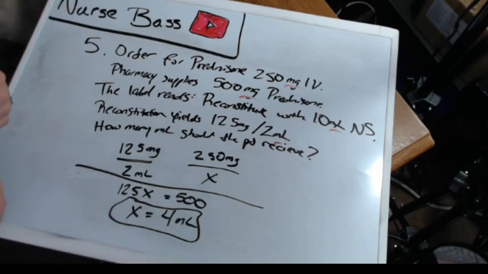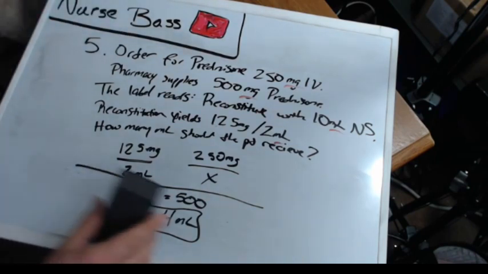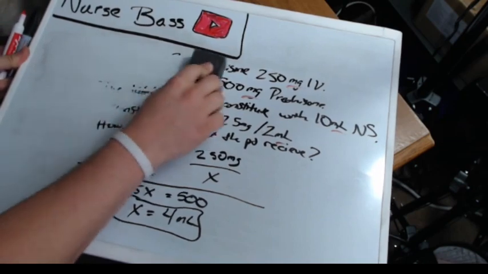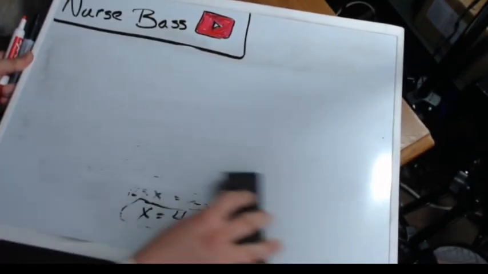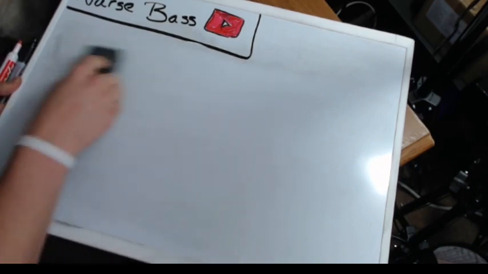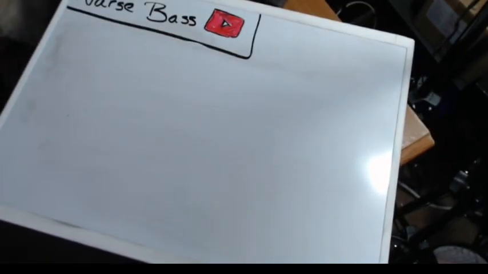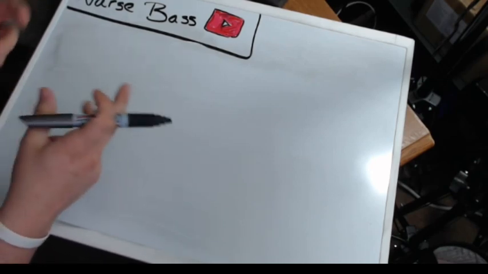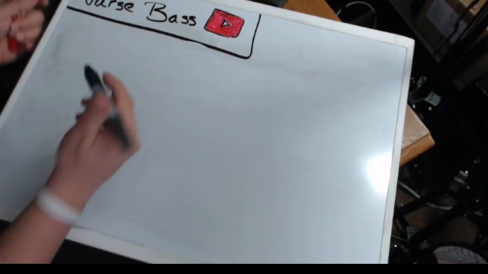I hope that one made sense. I've gotten questions from people about reconstitution questions before, and there can be some that are quite difficult. But most times, from what I have seen, they are just like that. Relatively straightforward. It's a matter of simple cross-multiplying conversion. So here's number 6.